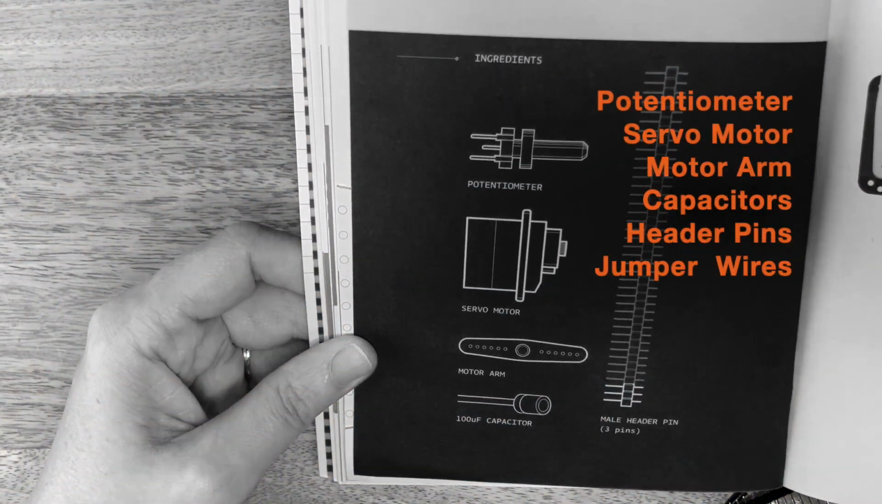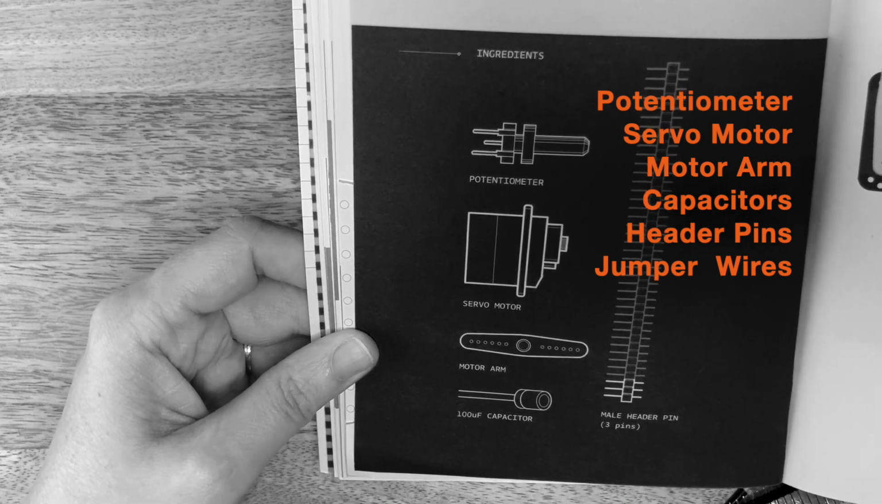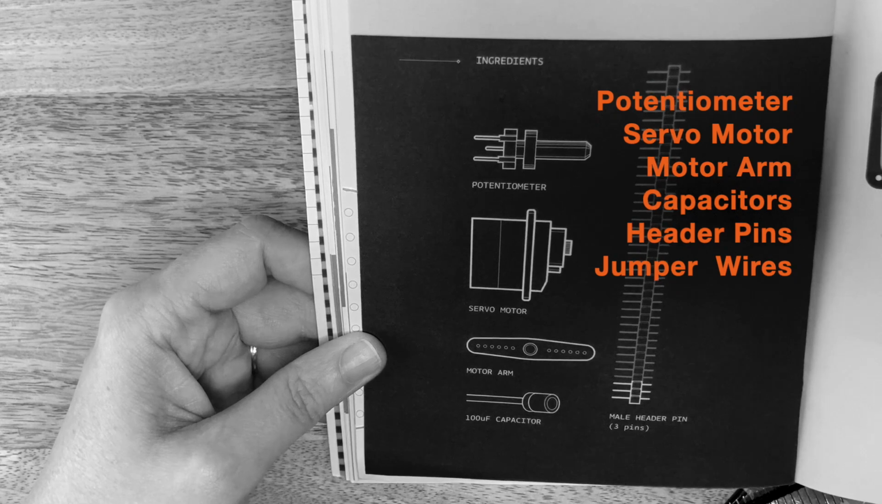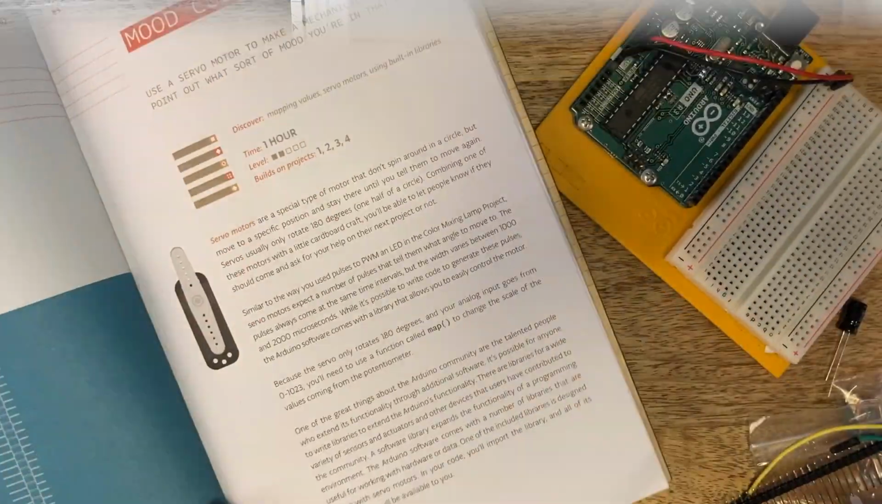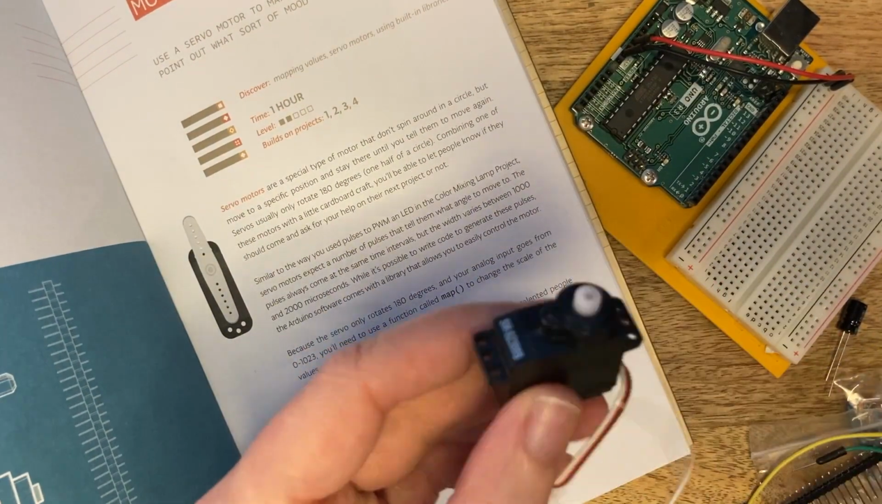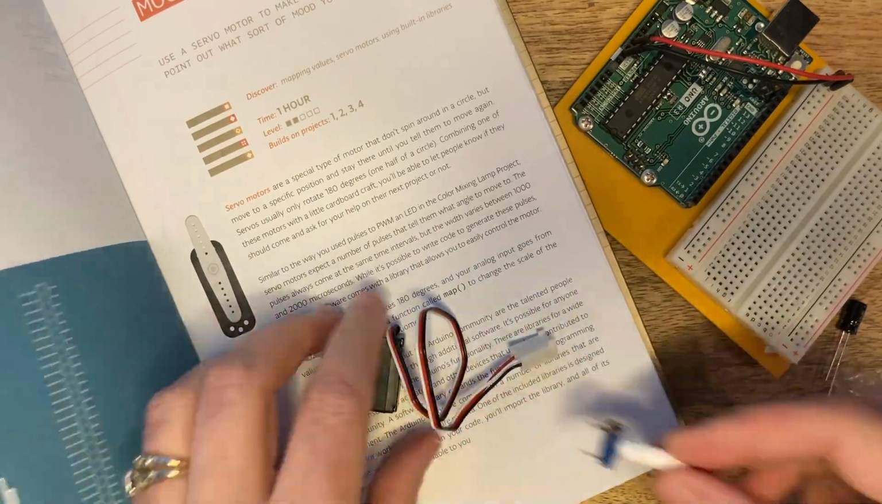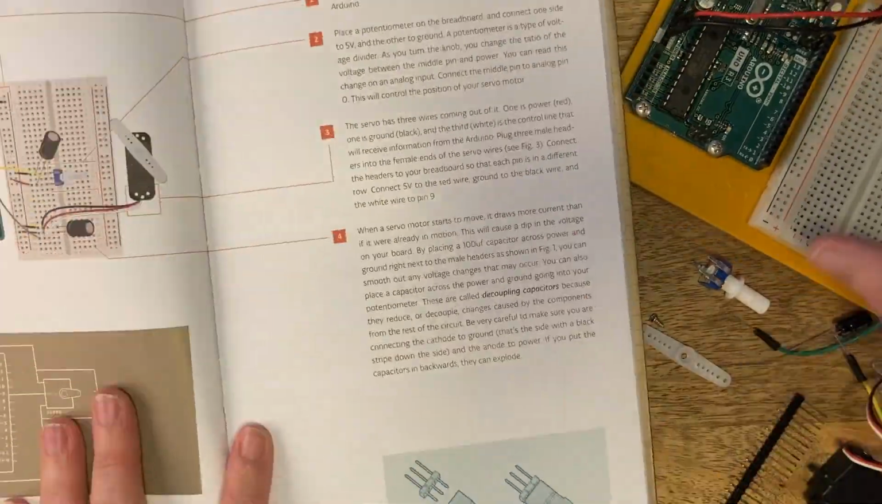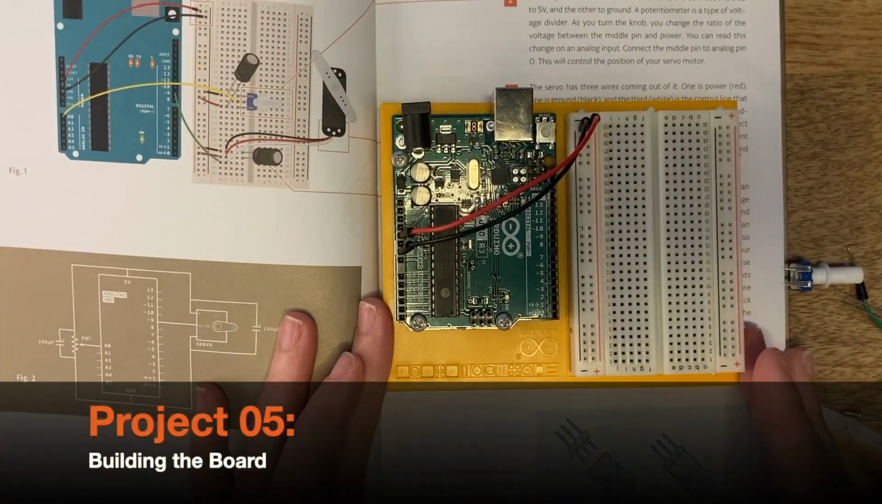For this project, we'll be using a potentiometer, servo motor, motor arm, capacitors, header pins, and jumper wires. This is the first time that we'll be using a servo motor that we'll be programming to move to specific angles. So let's start building our board.